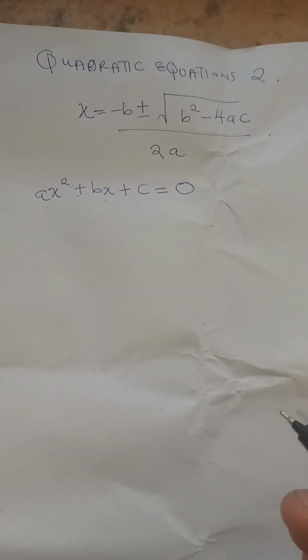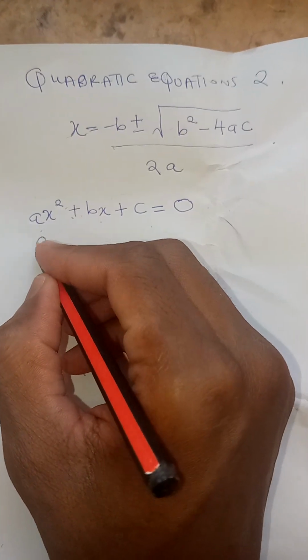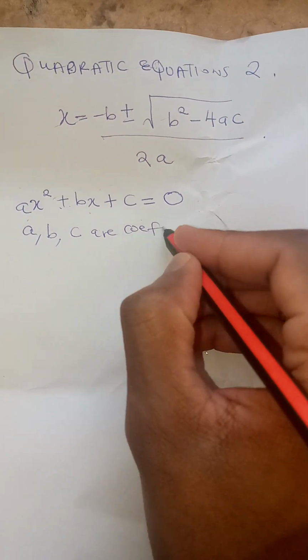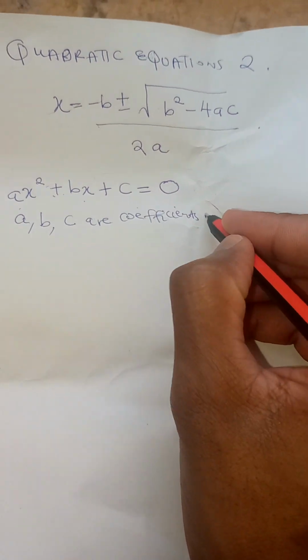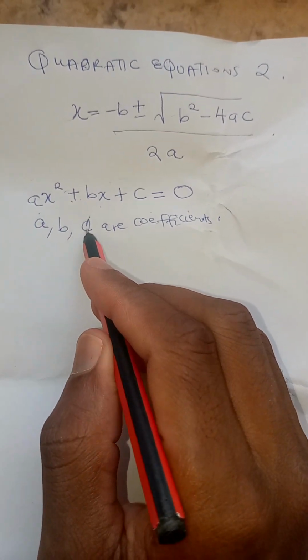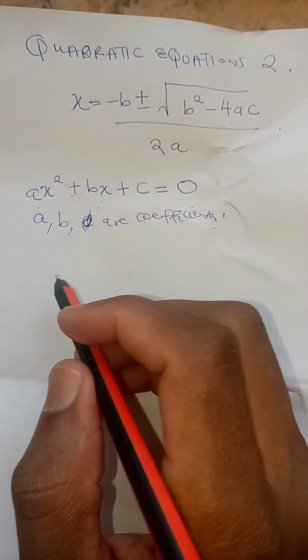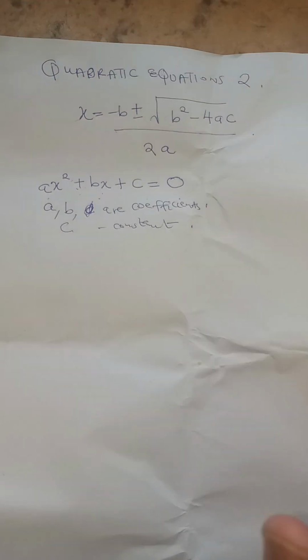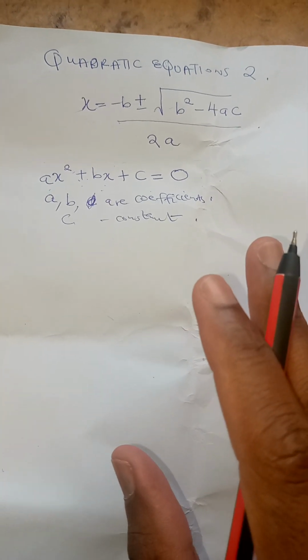So we say a, b, and c, we call them, these are what? These are coefficients. Coefficients meaning the numbers in front of these variables, the variable x here, and this c is a constant, it's a number, also it's a coefficient. A and b, these are coefficients. Then c is a constant, of which we know to say is going to be automatically what? A number.